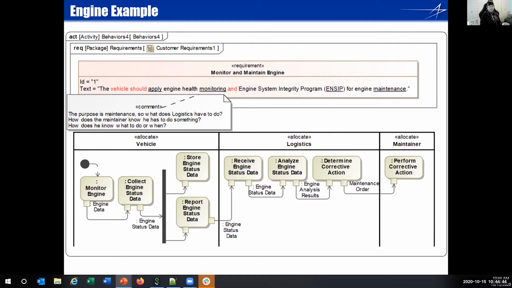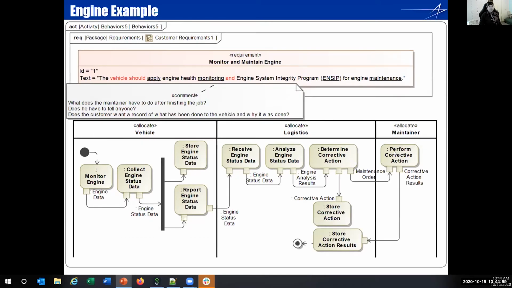Maybe there's just a board up on the wall, and they put the name and the work order on the wall. But somehow the logistics system now has to tell the person who's actually going to fix your car what to do. So the maintainer fixes your car, and hopefully it's actually fixed, but whether it's fixed or not, you want to know the results, right? Think about when you take your car to the repair shop.